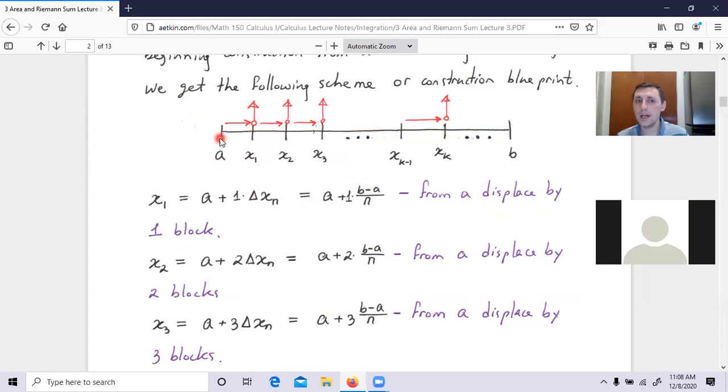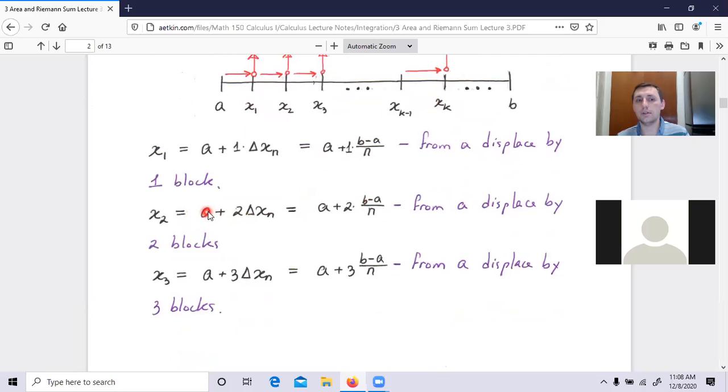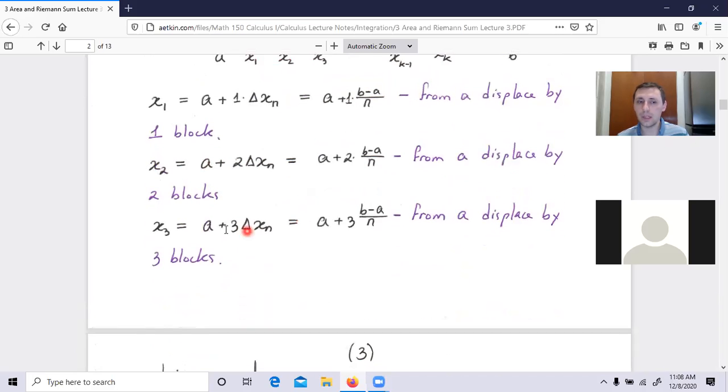So you can say, start at the point a and move to the right. And you can say this would be a plus 1 times (b minus a) over n. At x2, I can say, well, start at a and move 2 blocks to the right. So that would be a plus 2 times (b minus a) over n, and so on.